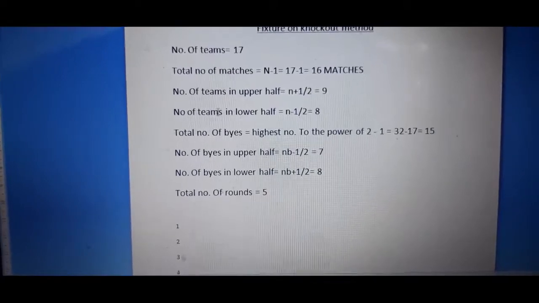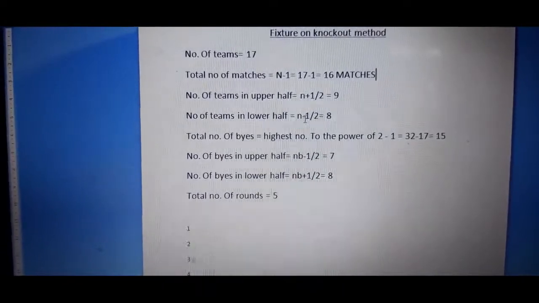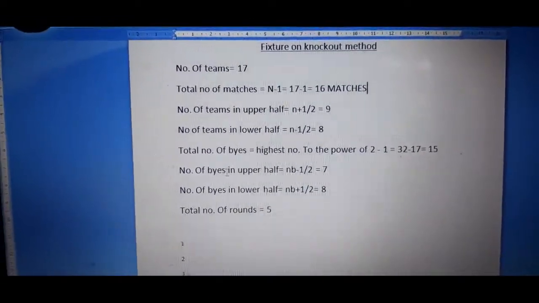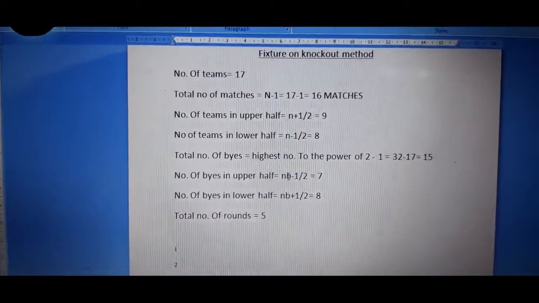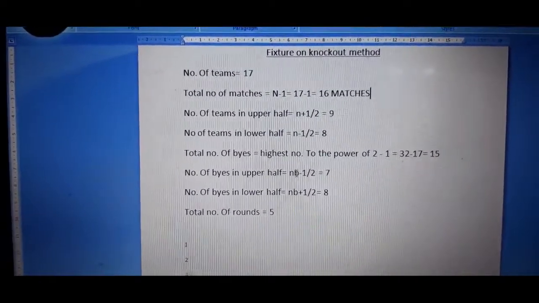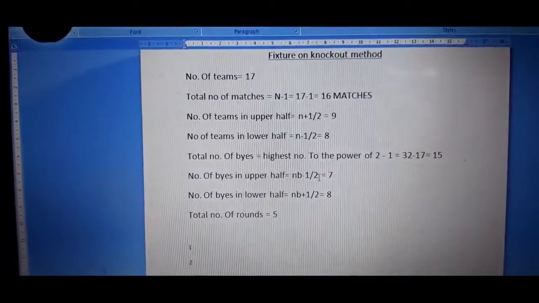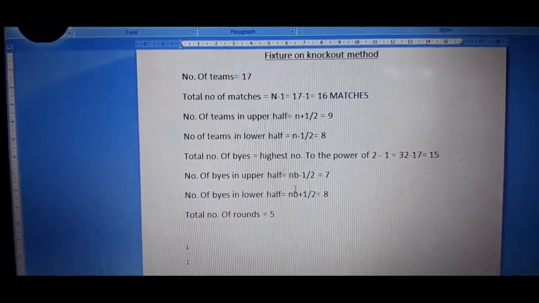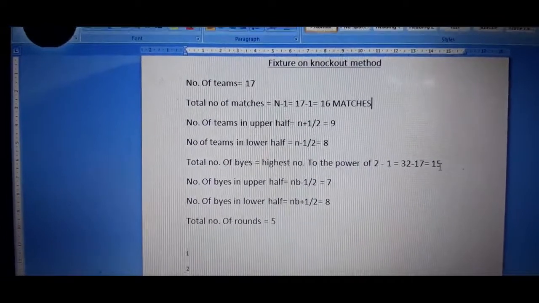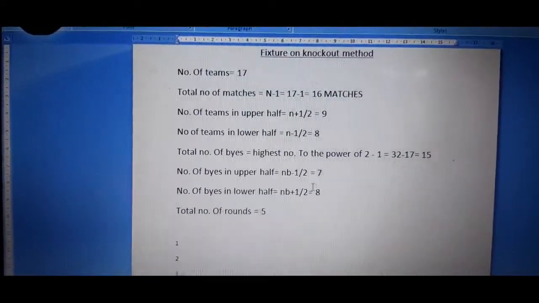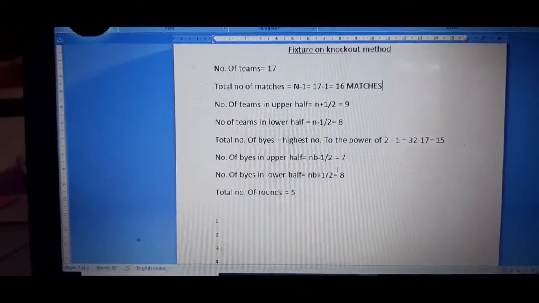Now you can see over here, for the number of teams in the lower half, the formula was (n minus 1) upon 2. That same formula applies for the upper half, but in place of the number of teams, we have the number of byes. So (number of byes minus 1) upon 2 gives you (15 minus 1) upon 2. The number of byes is 15.